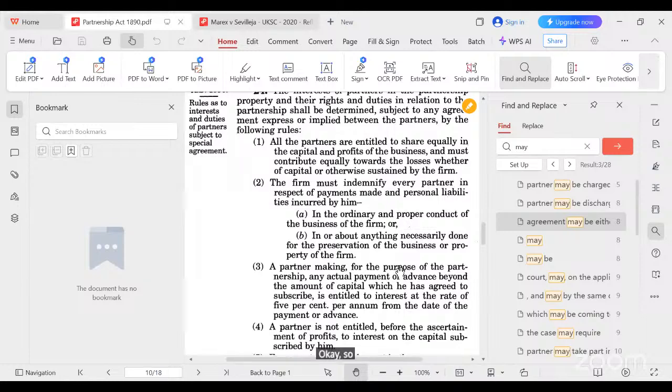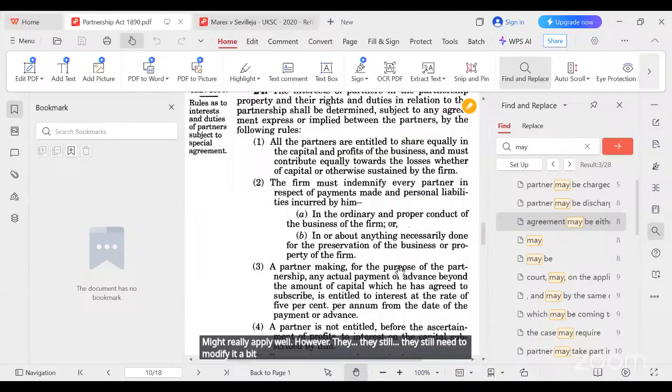Okay, so this looks as if it's standard and might really apply well. However, they still need to modify it a bit, to my understanding, because there's still some relativeness there. Because if a partner decides he is doing something on behalf of the company, whereas he is doing it on his own behalf, maybe that thing backfires. He now tries to push it to the company. So it might be modified slightly, that's my thought, sir. Okay, thank you. Any other person?